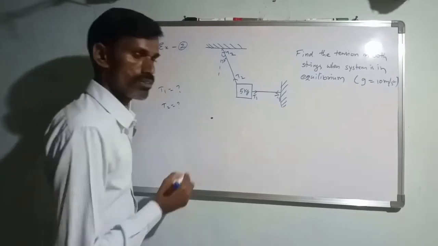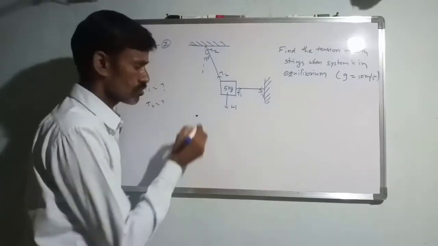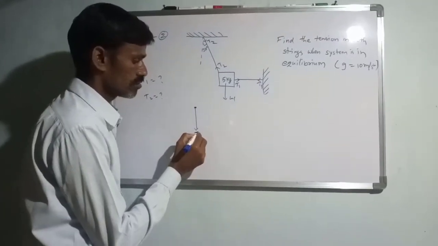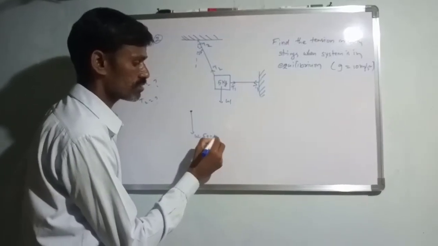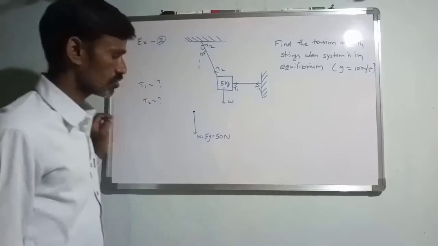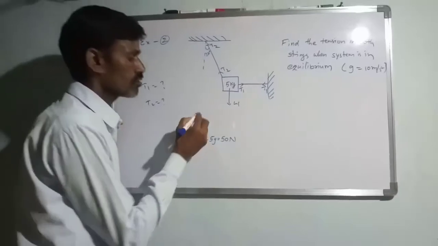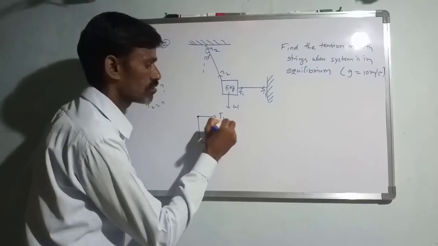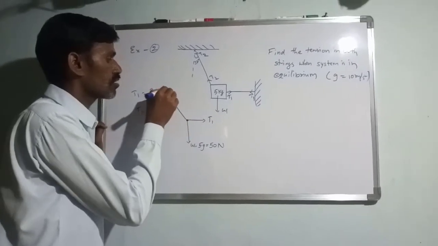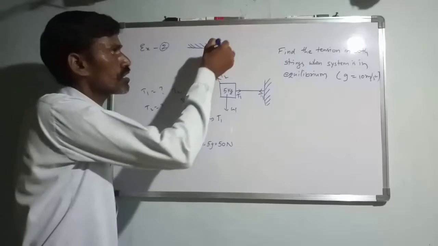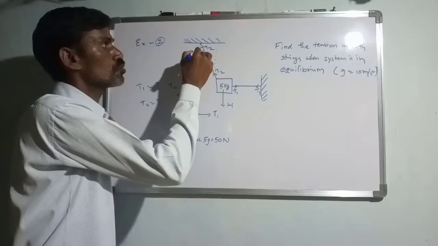Okay. So how many forces act? First force is the weight. So how much weight? W is equal to mg, that is 5 times 10, that is equal to 50 Newton. 50 Newton force in downward direction. And in this direction, the force is T1. And in this direction, the force is T2.